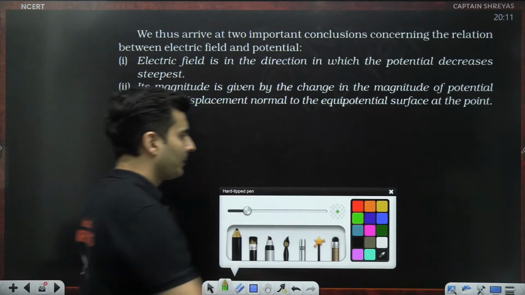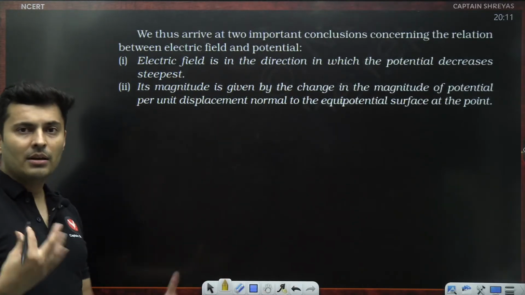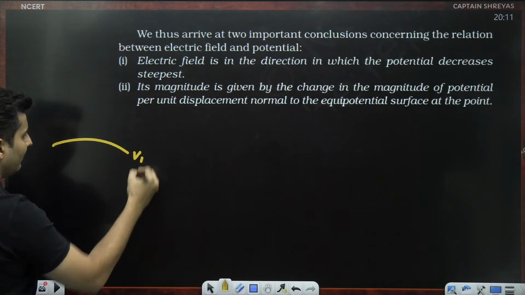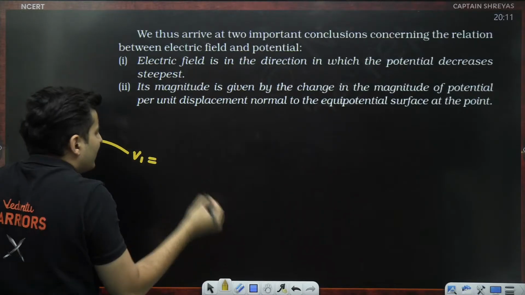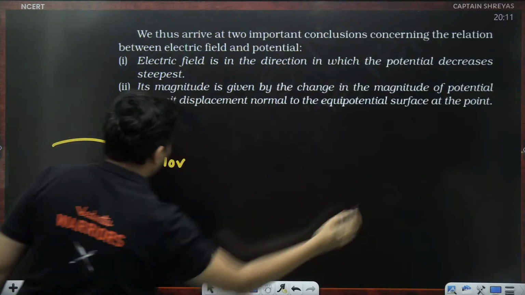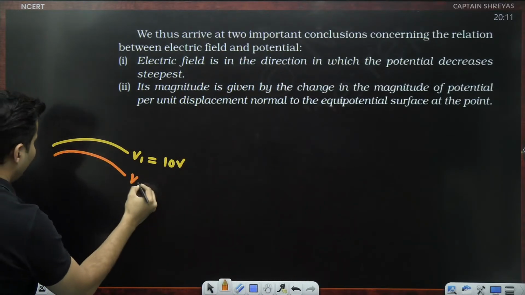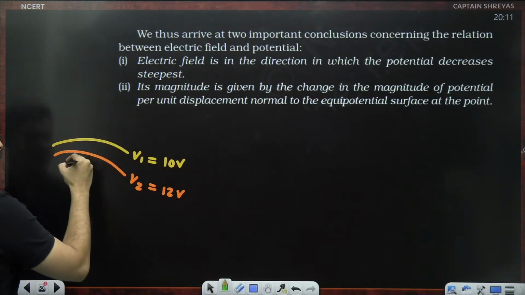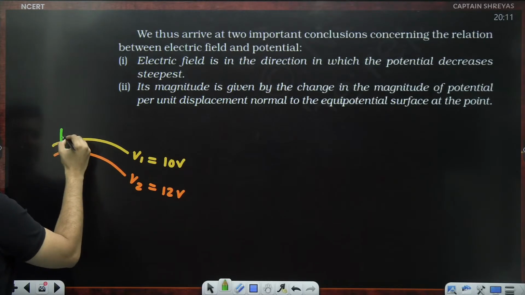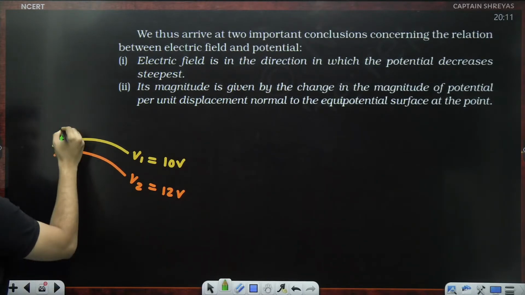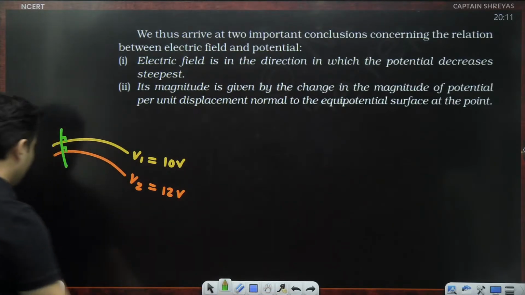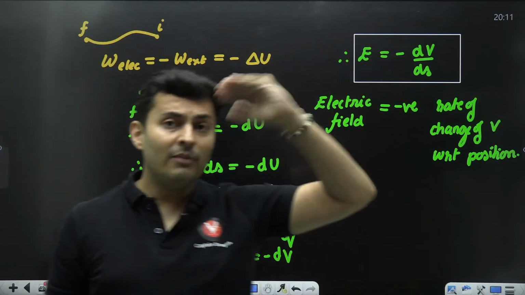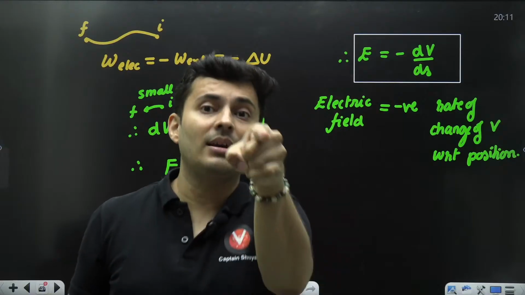What it means is, why that negative sign came and what it means. See, imagine there is an equipotential line here. I call it V1. And let's say it is, for example, 10 volts. And let's say I have another equipotential line over here, and the value, for example, is 12 volts. I know 100% the electric field will be perpendicular to both of them. But will it be this way or will it be this way? This is understood by the negative sign. This negative sign says wherever the potential decreases, that's where the electric field is.